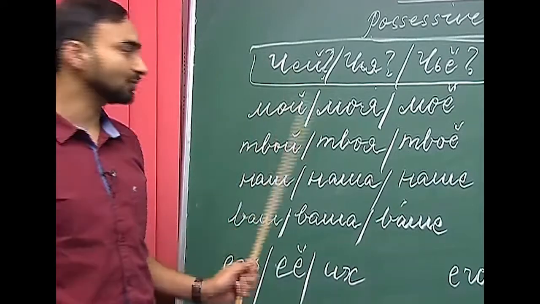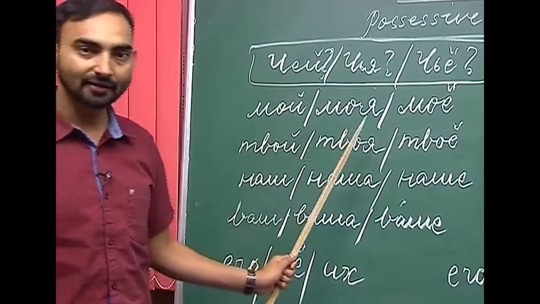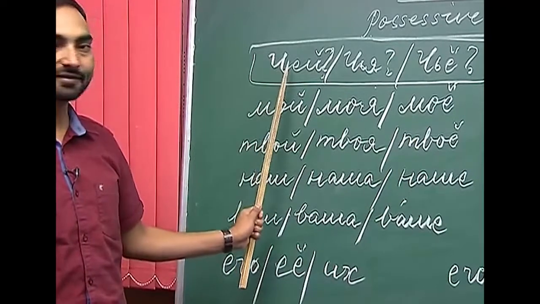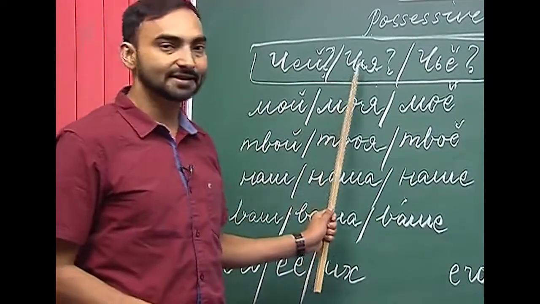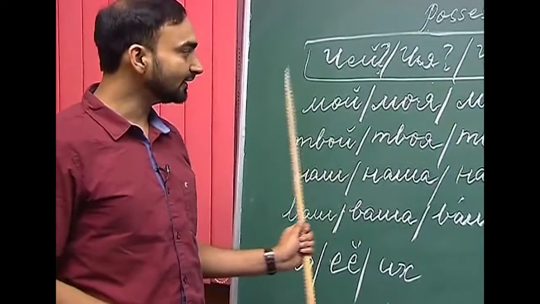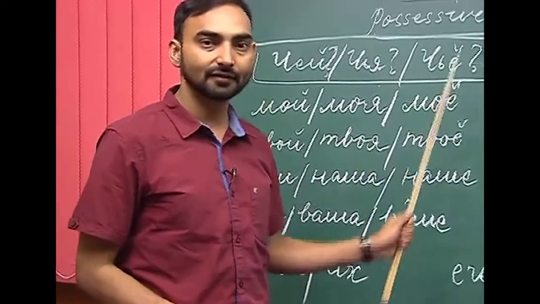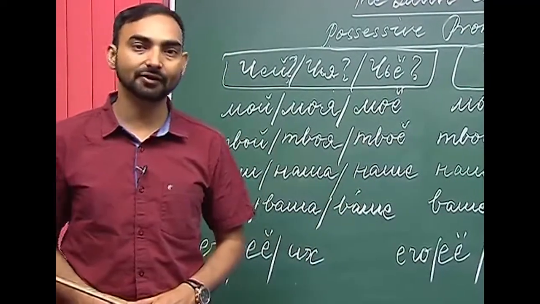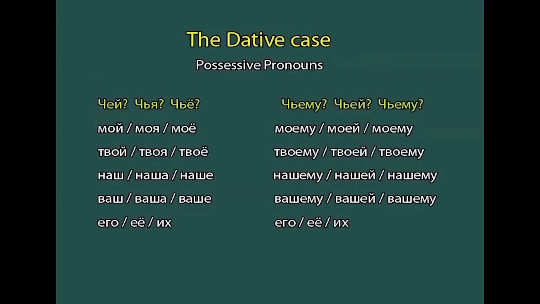So moi has three forms. Moi is masculine, maya is feminine and mayo is neuter. Moi answers the question chei, maya answers the question chia and mayo answers the question chio. What happens when any of these three possessive pronouns is used in the dative case? Let us first discuss the interrogative word. Chei in the dative case becomes chimu, chia, chiei, chio, chimu. So masculine and neuter are the same.